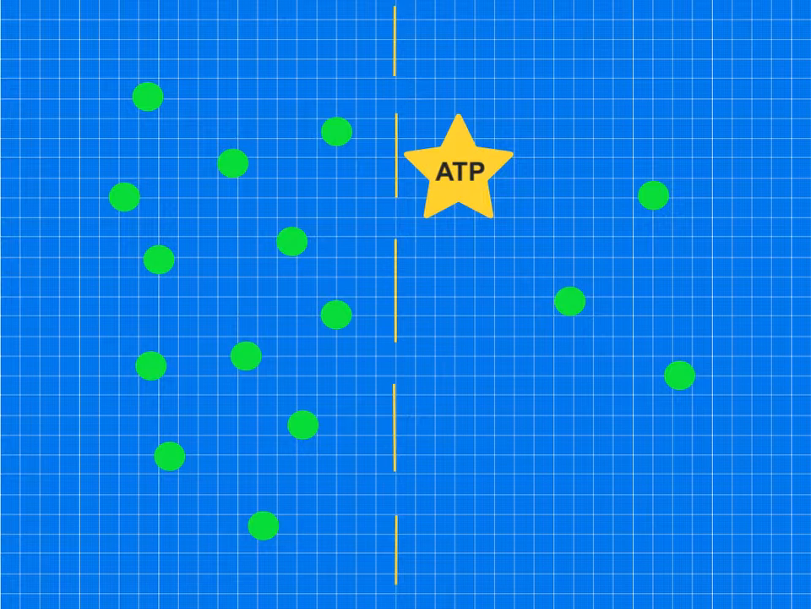Here we have a partially permeable membrane, and you'll notice that we've got some ATP. ATP is the source of energy from respiration, and you can see that ATP is required to move the molecules from where they're in a low concentration, or in a dilute solution, to a more concentrated solution. So it needs to move against that concentration gradient.